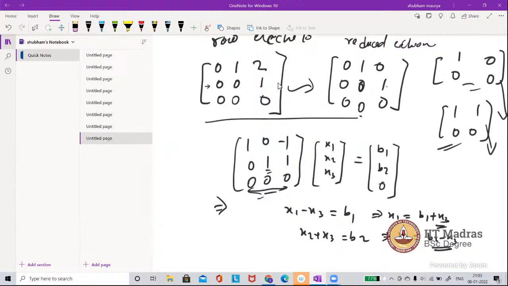Sir, by pivot element, you mean non-zero element? Pivot element means first row, first column. That element should be 1, right? In row echelon form, that is the pivot element, no? These are the pivot elements. It means that the diagonal should be 1.